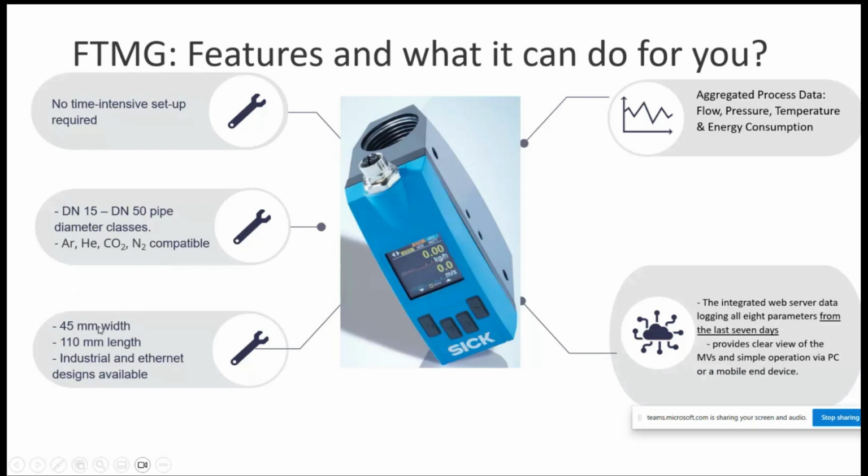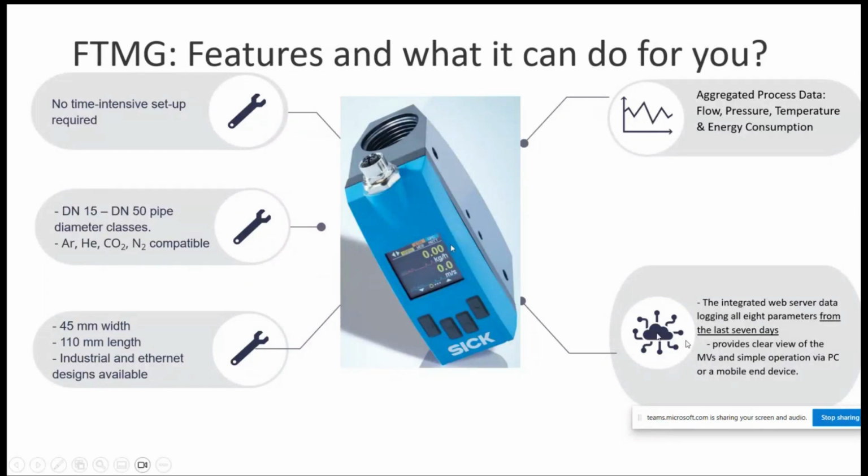Furthermore, it's very compact when it's in there. It's 45 mm by 110 mm, and we've got industrial and Ethernet versions available, and I'm going to come to that more towards the end of this presentation. But what you want out of it, which is obviously why you're all here, is visualization of the aggregate process data. So that's flow, pressure, temperature, above all, energy consumption.